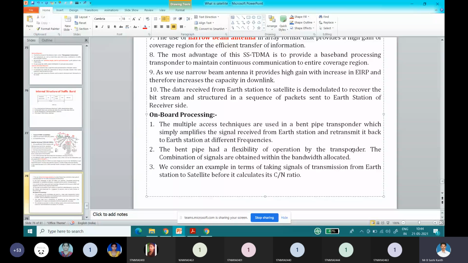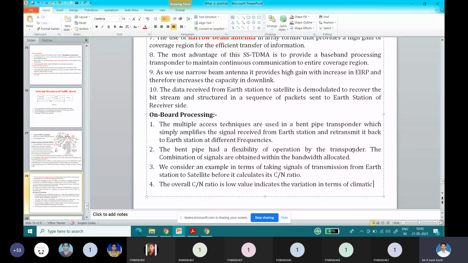So the overall C by N ratio is a low value, which indicates the variation in terms of climatic conditions, due to which low EIRP is obtained. Okay.